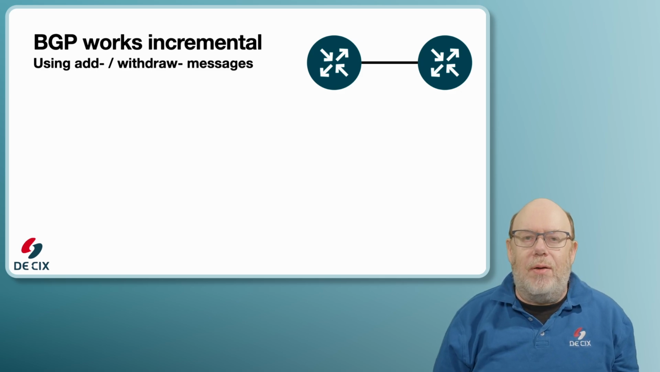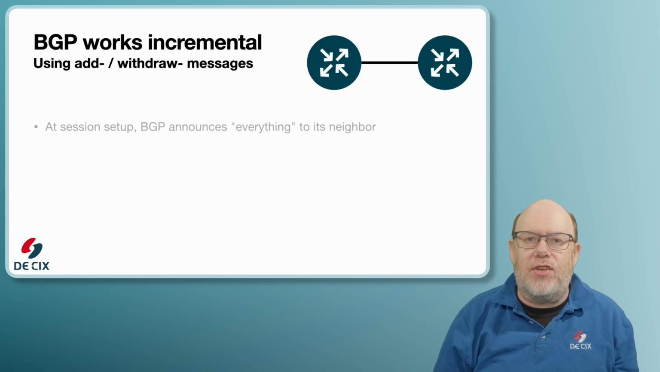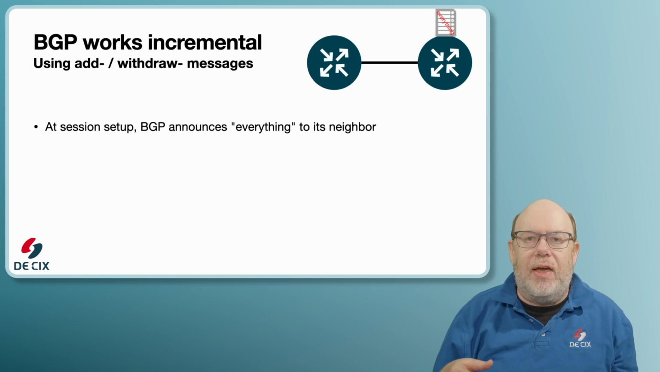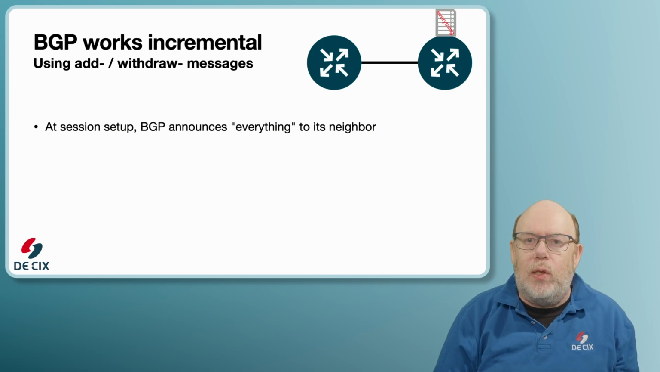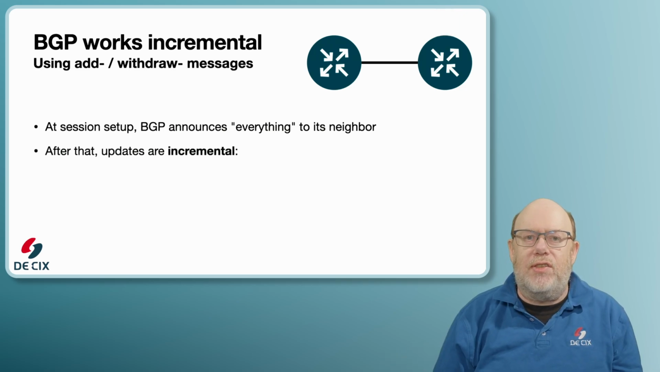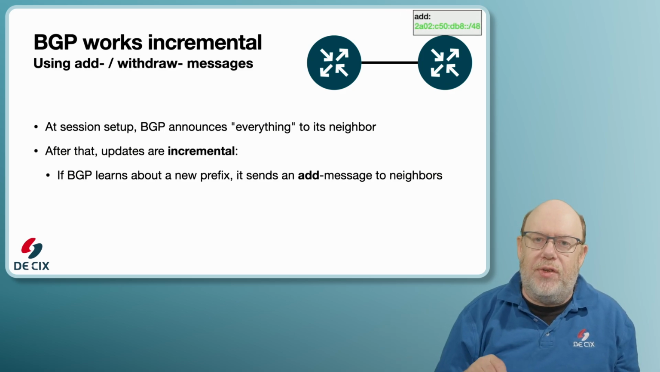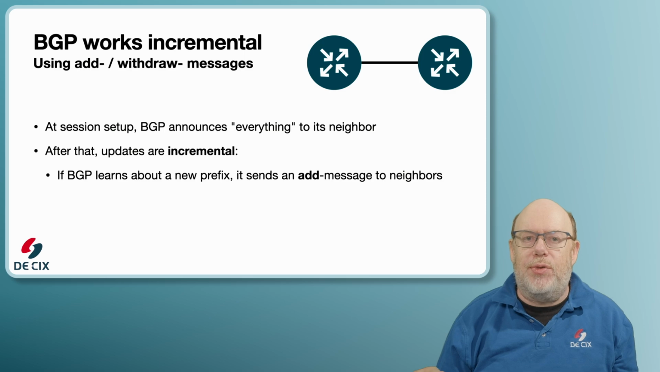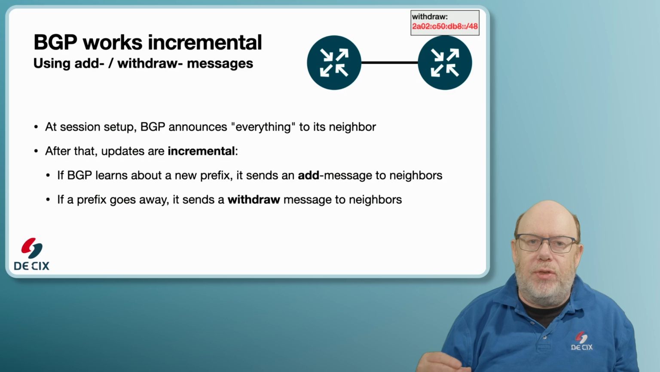BGP works incrementally. When you configure a neighbor and a BGP session is initiated, at the beginning, the BGP speakers announce everything they know, all prefixes they know about, to their neighbor. And once the session is up, all updates happen incrementally. So if there is a new prefix to be learned, the BGP sender sends an add message to the neighbor. And if a prefix goes away, the BGP sender sends a withdraw message to the neighbor.